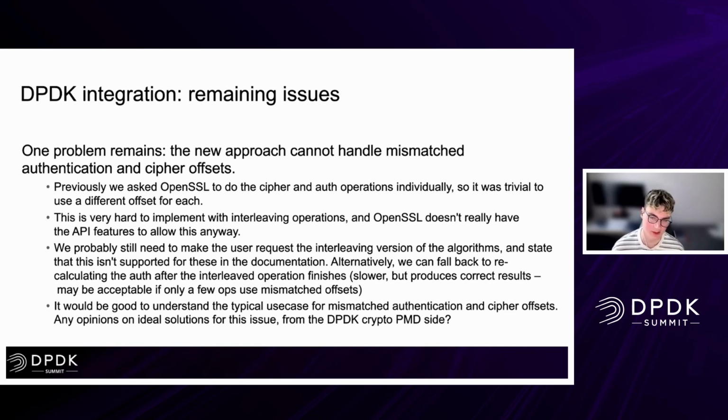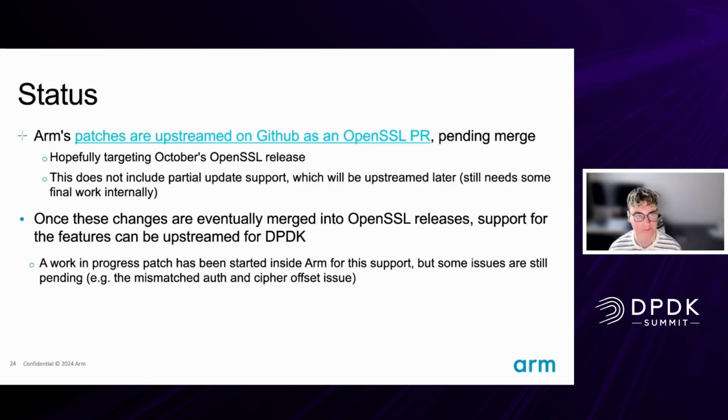And this is why I think it would be good to understand the typical use case for these mismatched offsets. If anyone in the community is using these, what kind of use case are you using them for? And do you have any potential solutions or opinions on how we could deal with this? Obviously, anyone who was previously using AArch64 CryptoLib wasn't using this because it didn't support it. But we also want to improve the experience for people who were previously using the OpenSSL PMD.